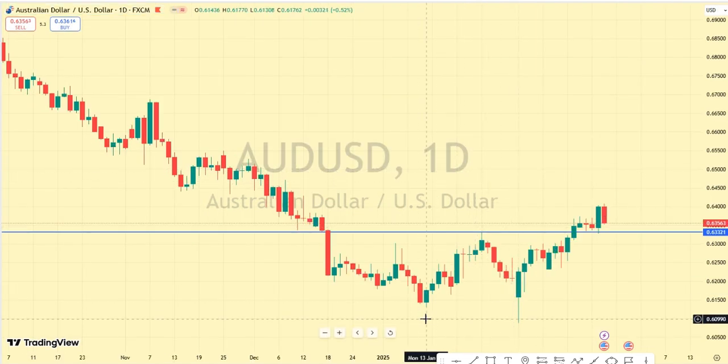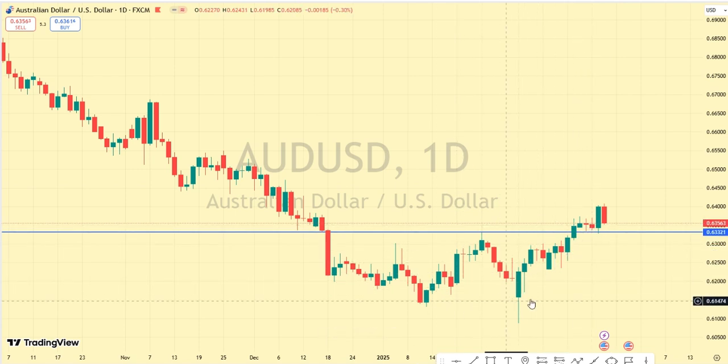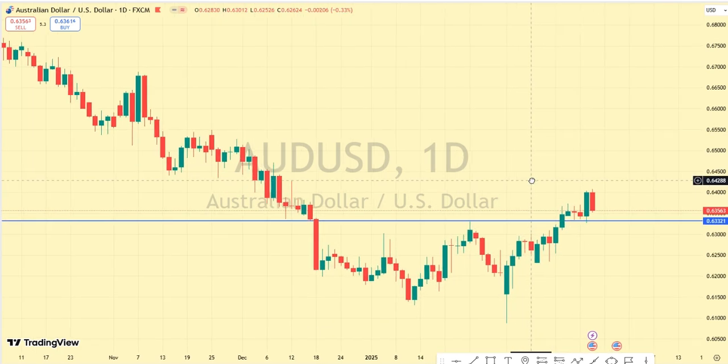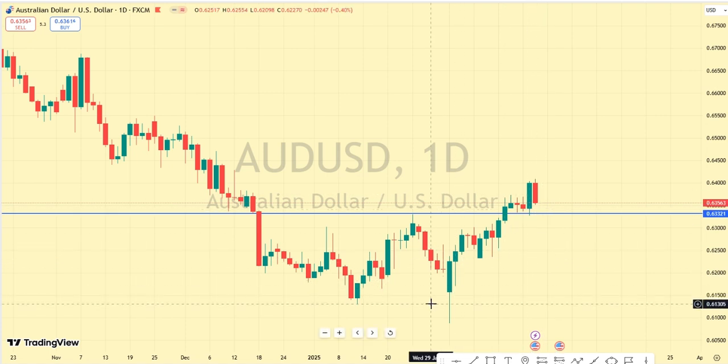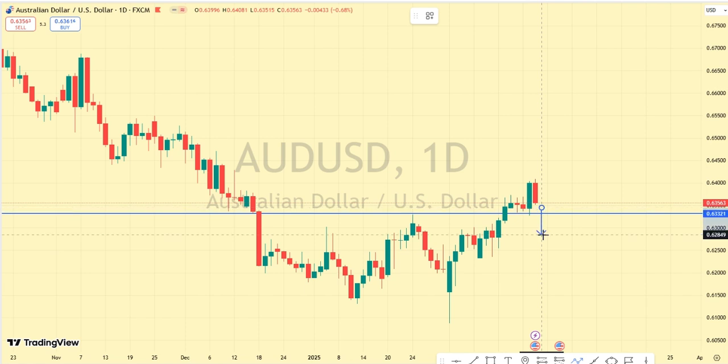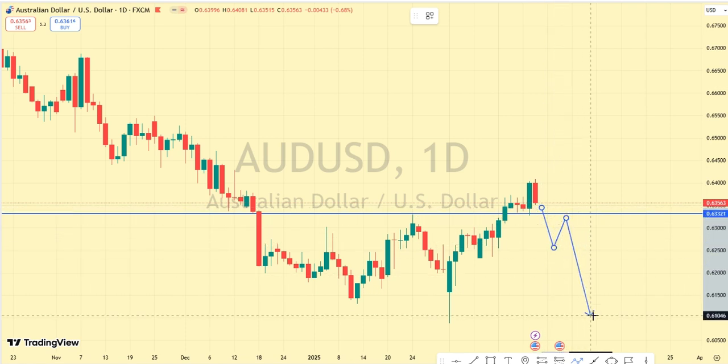On my daily chart, you can see that we have an uptrend structure. So long as we have this uptrend structure on the daily chart, we can't sell for now. All we need is a downtrend structure on the daily chart for us to sell. For us to sell now, we need to wait for price to break this level, then wait for a retest, then look for our selling opportunity for the Australia USD to the downside.